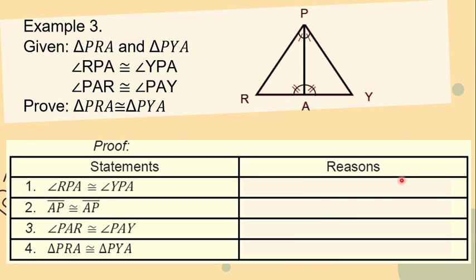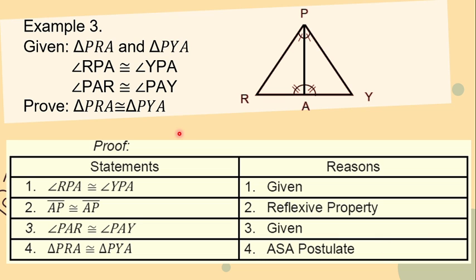Example 3. Given triangle PRA and triangle PYA, angle RPA is congruent to angle YPA and angle PAR is congruent to angle PAY. Prove the triangle PRA is congruent to triangle PYA. So, for number 1 statement, that is from the given. Number 2, we have AP is congruent to AP. Very good, that is reflexive property. Then, PAR is congruent to PAY. That is from the given. And then, from there, we can say the triangle PRA is congruent to triangle PYA by ASA postulate.